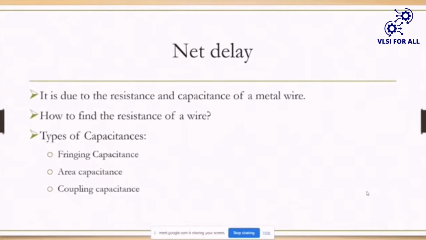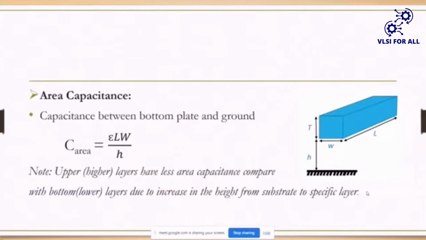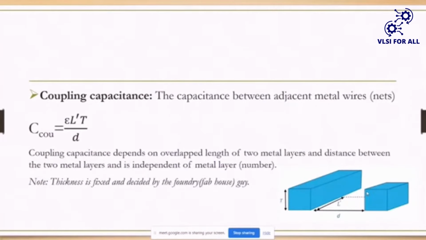So we have discussed that net delay is caused by three capacitances: fringing capacitance, area capacitance, and coupling capacitance. Fringing capacitance is due to the side walls, area capacitance is due to that particular net, and coupling capacitance is between two adjacent nets. Coupling capacitance is more dominant. If the overlap length is more, then the coupling capacitance will be more. So in order to fix that, we do routing.